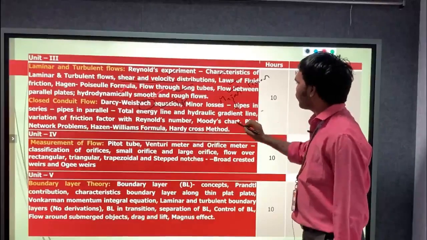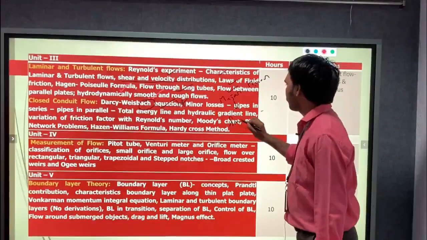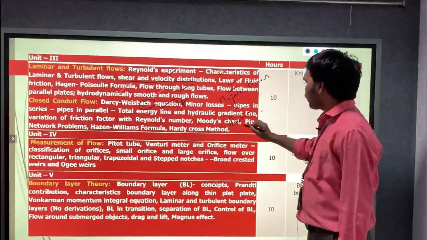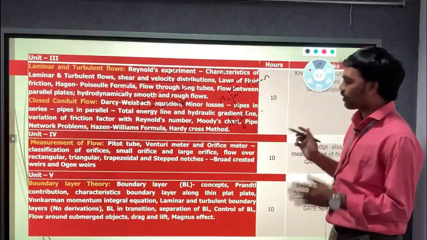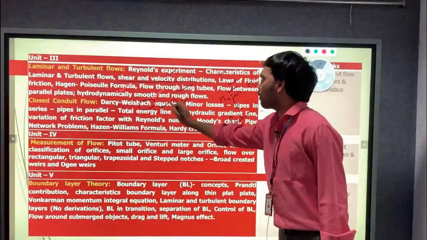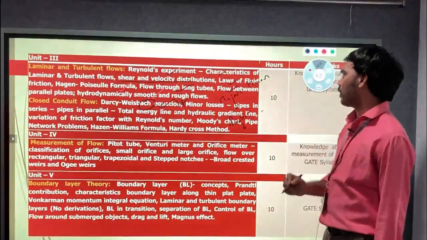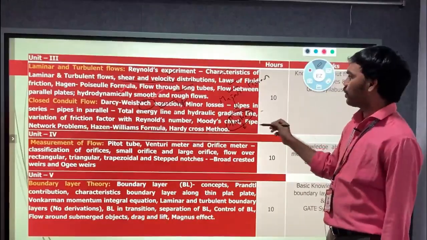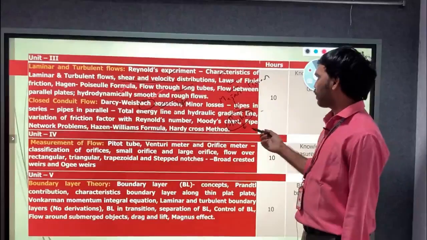The major losses are mainly because of friction. To find the loss of head due to friction, there are two equations we will use: one is the Darcy-Weisbach equation and the other one is Chezy's formula. So the expression for the loss of head due to friction we will derive in this third unit.